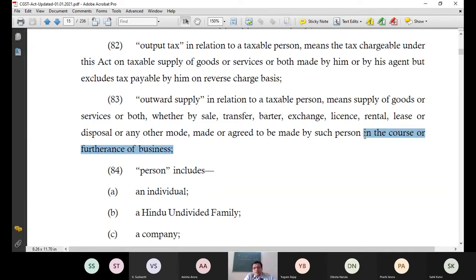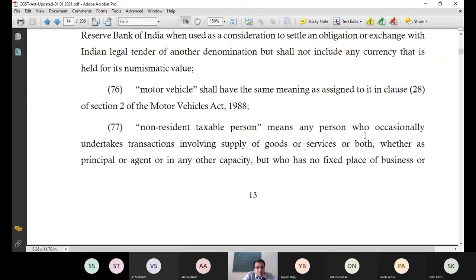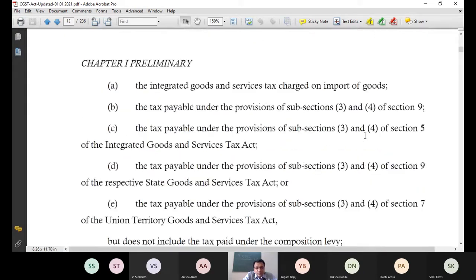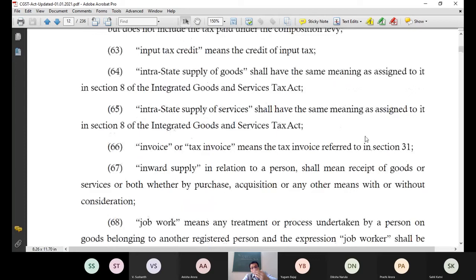So technically, for simplicity, I can say that it's nothing but sale of goods or services, supply of goods or services in the course or furtherance of business. The only thing which is necessary is you must be a taxable person. And when you come to inward supply, section 2 clause 67, you will find there is a difference. Inward in simple sense is purchase. Now what is the difference? Inward supply.